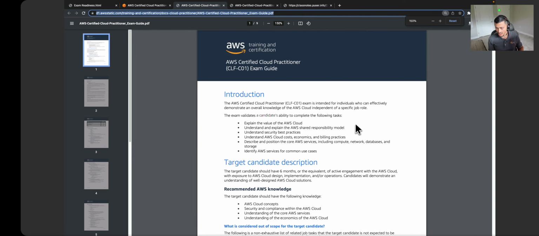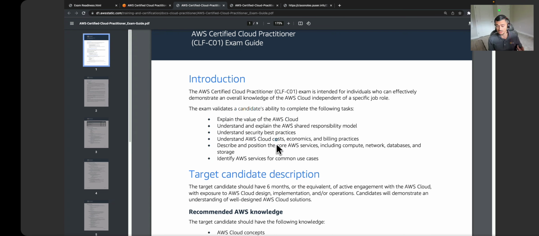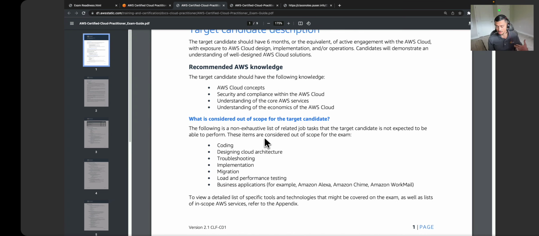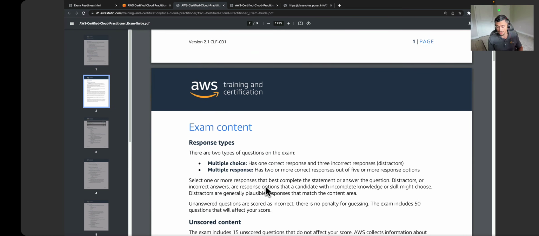Within the exam guide, you should treat this as a checklist to make sure that you are covered for all the areas that would potentially be asked about on this test. At the beginning, there's an introduction telling you this exam would validate your ability to complete the following tasks, the target audience, and what's considered out of scope. They're not going to ask you to code or do anything related to implementations or migrations. That would be considered out of scope.